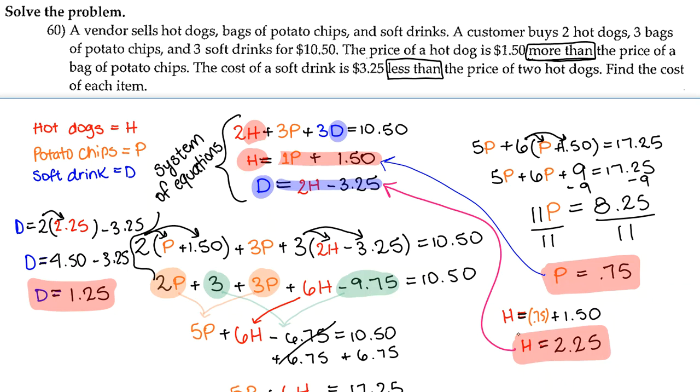So our hot dogs cost $2.25. Our potato chips cost 75 cents each, and our soft drinks cost $1.25.